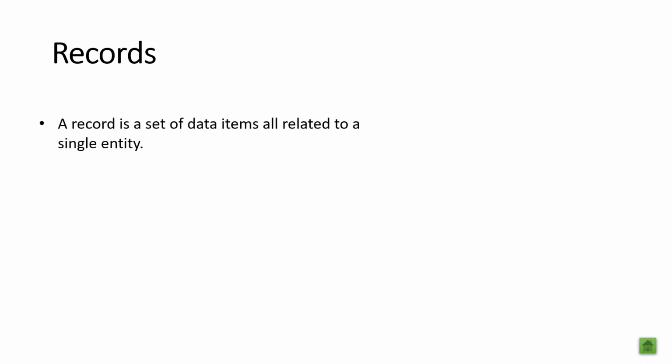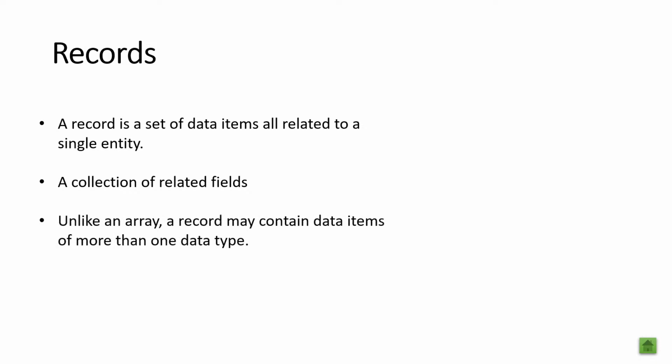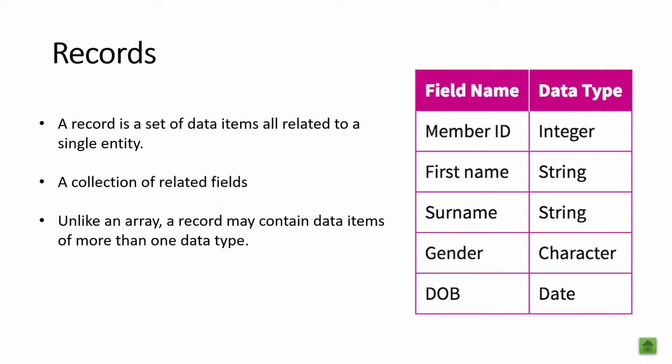Now records, we've just been studying records inside files. So a record is a set of data items that are all related to a single entity. Inside a record, you've got a collection of related fields. And unlike an array, a record may contain data items of more than one data type. So for example, this is my record data structure. Each one of these is called a field. And you can see here that they've got different data types.